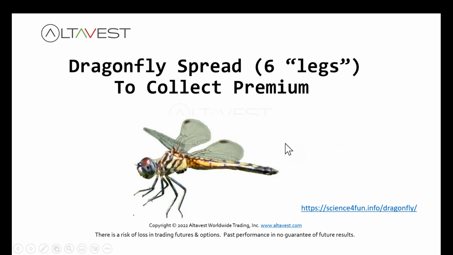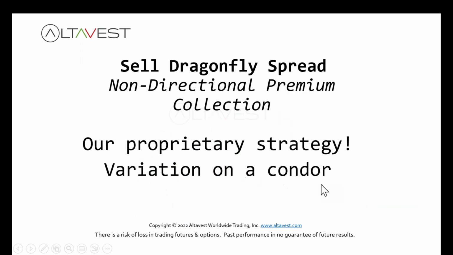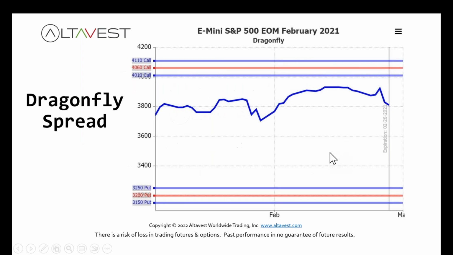It has 6 legs. It's for a premium collection, and it's a variation on a condor. And here's what it looks like. And I'll pause just a moment here and explain this. This is what it looks like, the structure for the calls and puts. And let me show you here in detail.